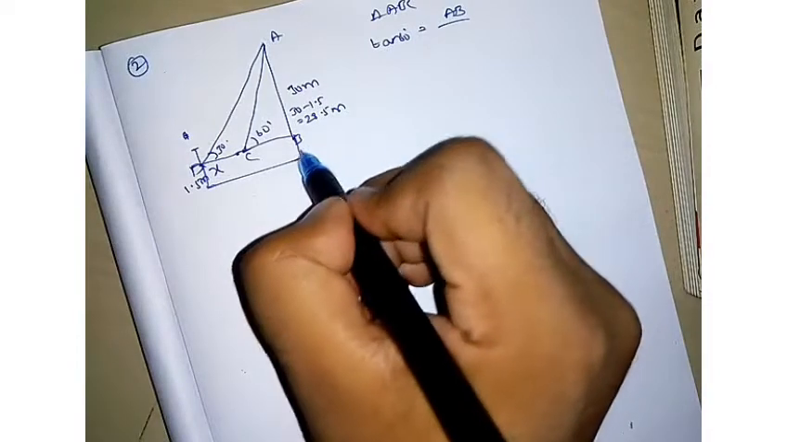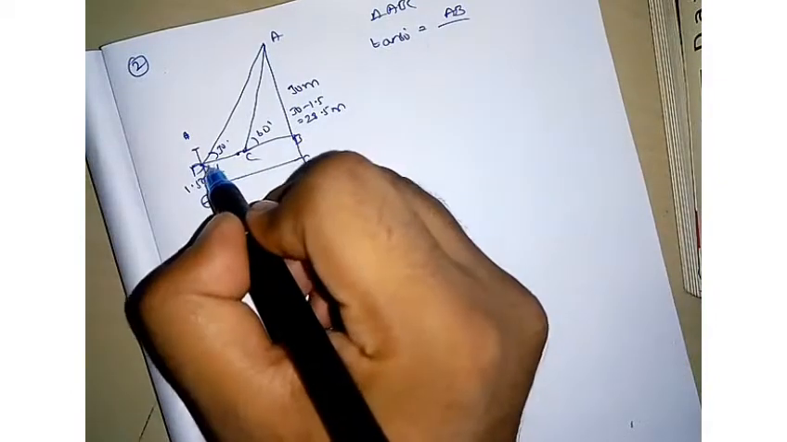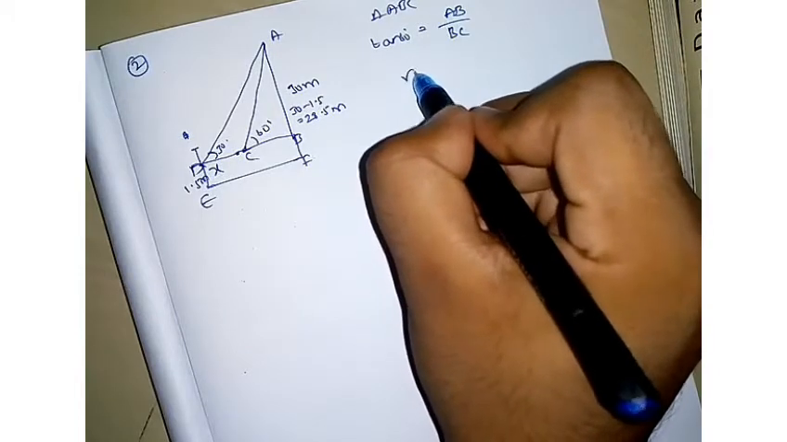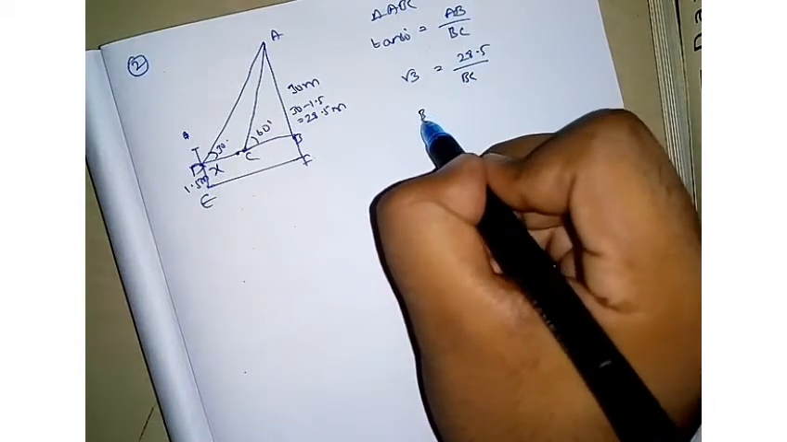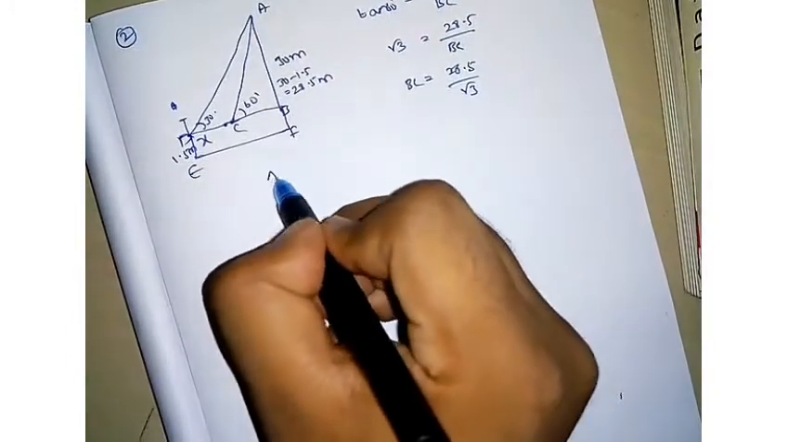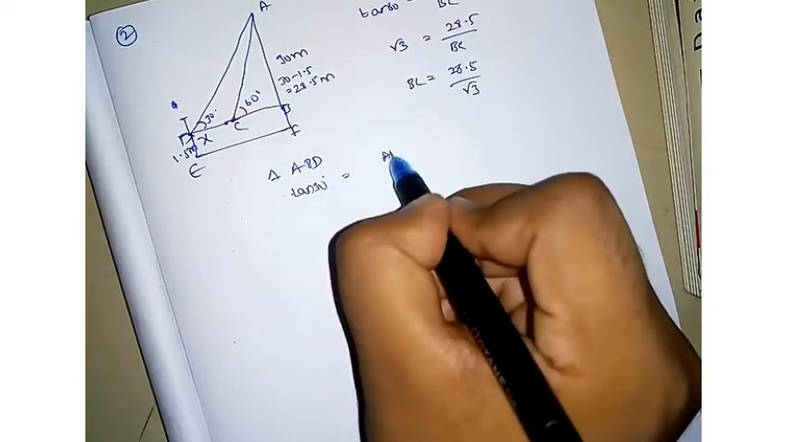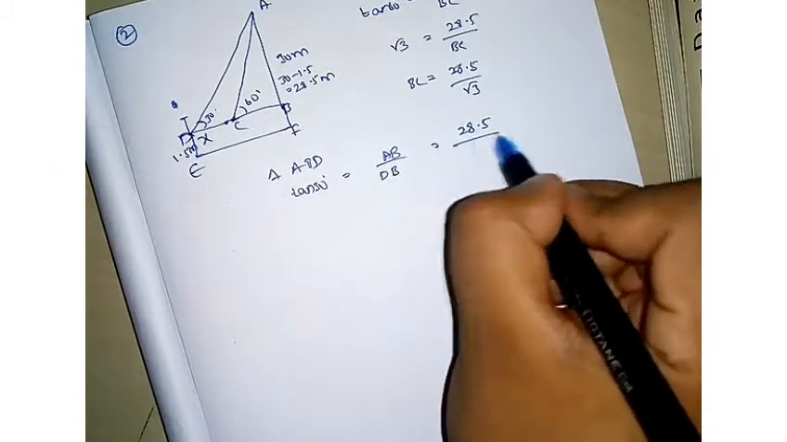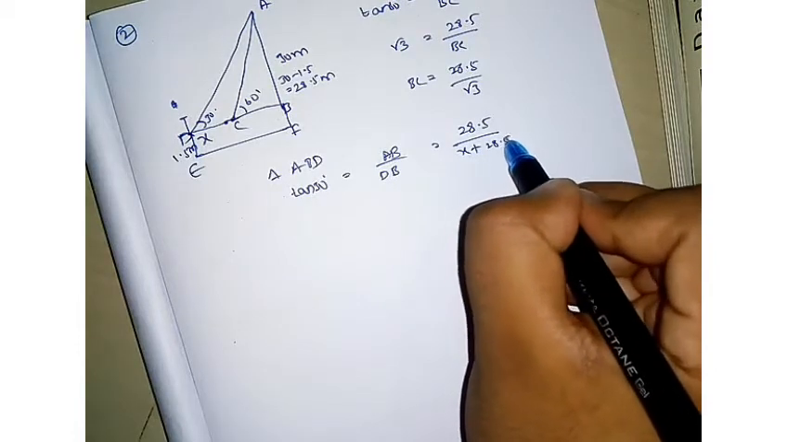Tan 60 is AB by adjacent side BC. Tan 60 is root 3. So root 3 is equal to 28.5 by BC. So BC is equal to 28.5 by root 3. Now in triangle ABD, tan 30 degrees is equal to opposite side AB by adjacent side DB, which is equal to 28.5 by DB, where DB is x plus 28.5 by root 3.